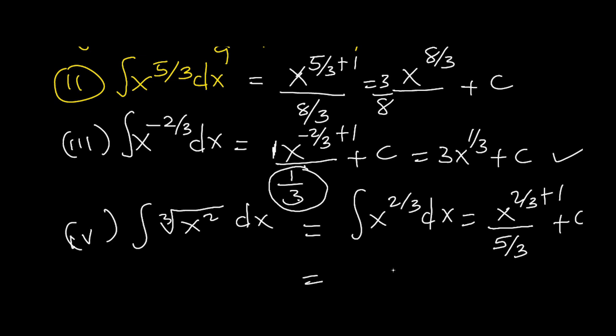Final answer, we're going to have x to the power 5 over 3 times 3 over 5, plus the constant of integration. Don't forget what I said at the beginning, that when you have a fraction at the denominator, it's going to what? It's going to flip upside down. Okay, so that's that on this question.